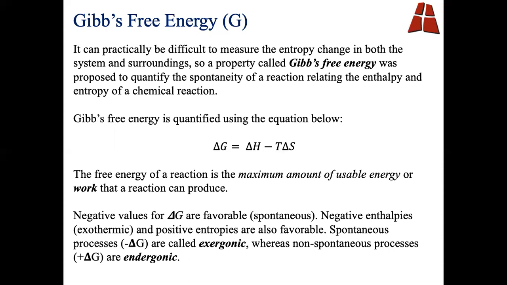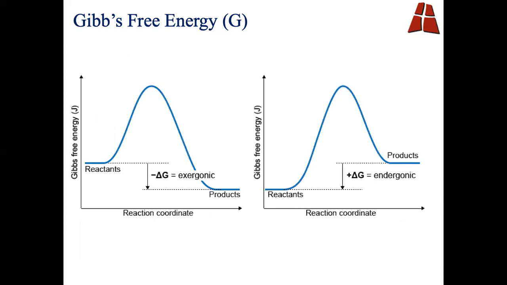When something is favorable or spontaneous, we call it exergonic, whereas endergonic would be if it is unfavorable. So something to keep in mind, basically delta G, when it is negative, things will be spontaneous or favorable, okay?